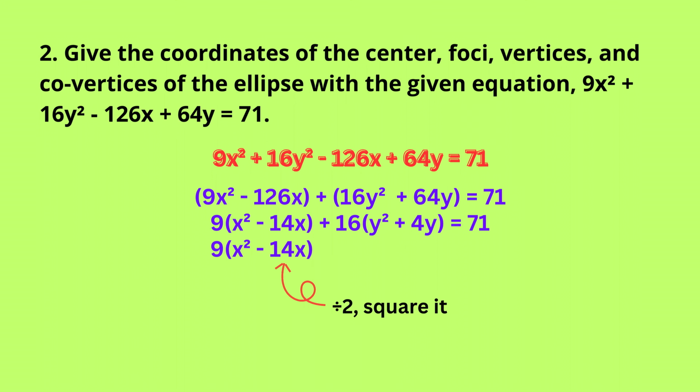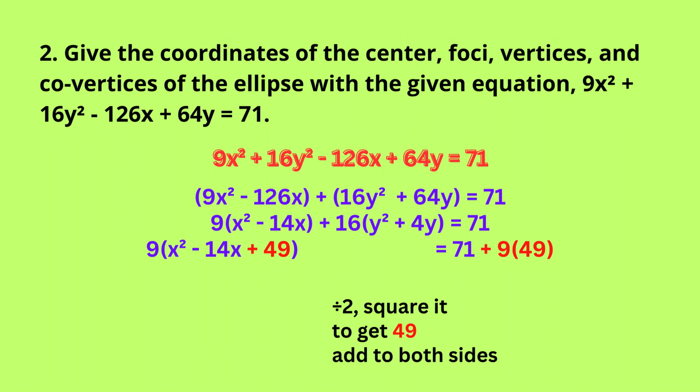Do completing the square on x squared minus 14x by dividing 14 by 2, which is 7, and squaring it, which is 49. Add 49 after 14x, and add 9 times 49 on the right side of the equation. This is because, by distributive property, what we added on the left was also 9 times 49.